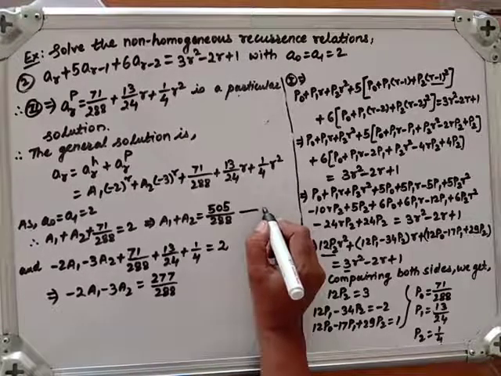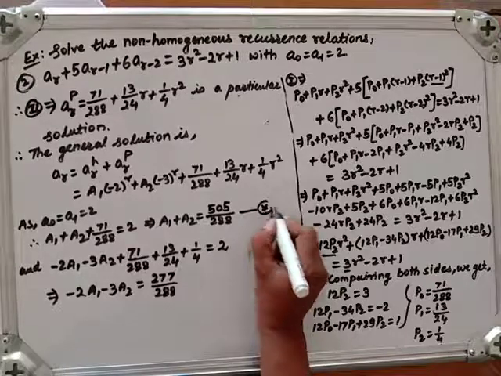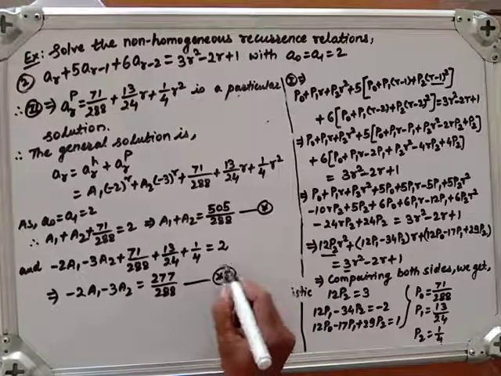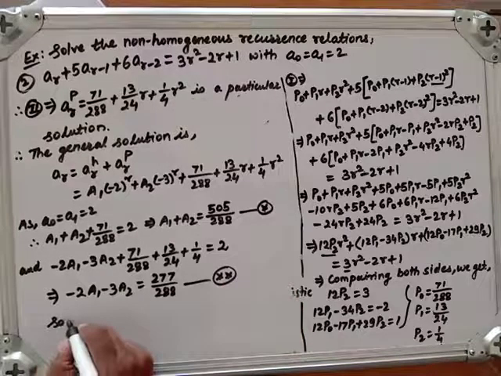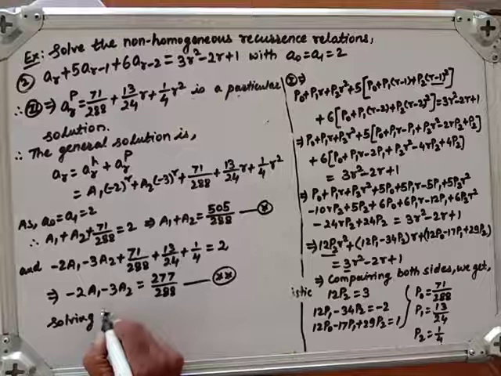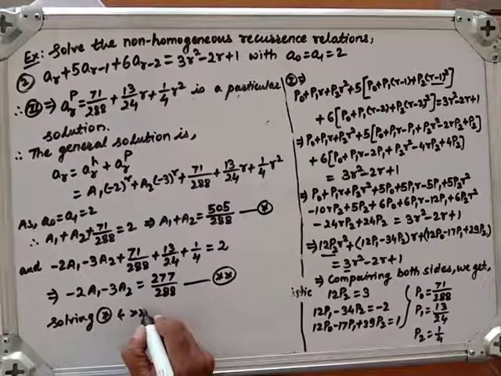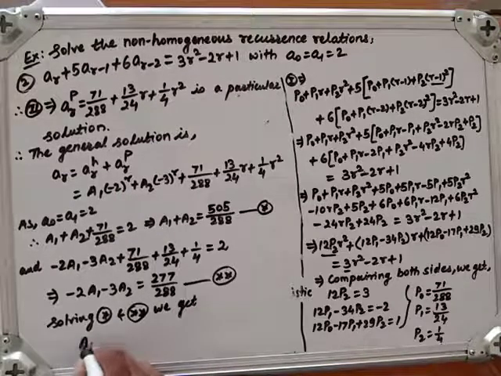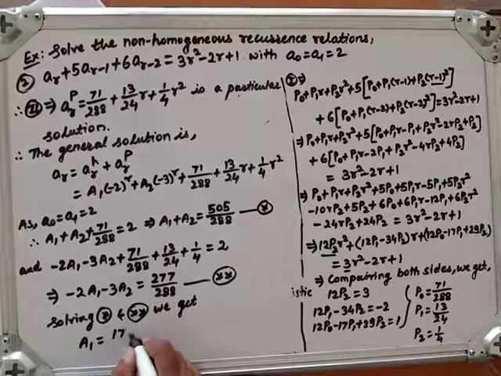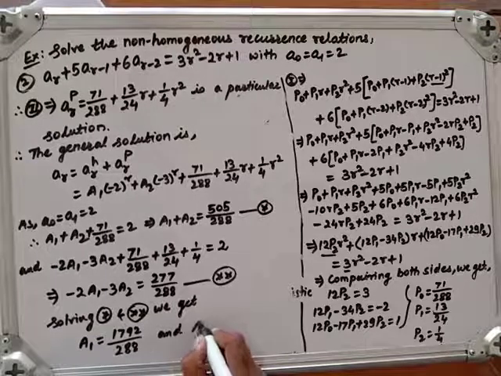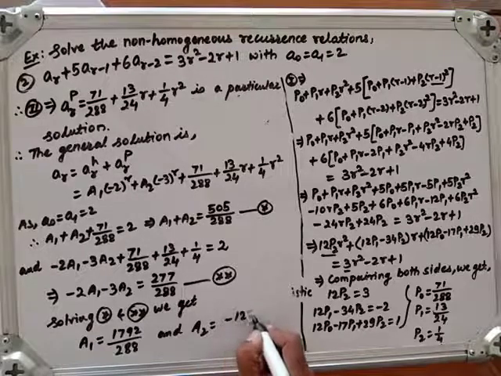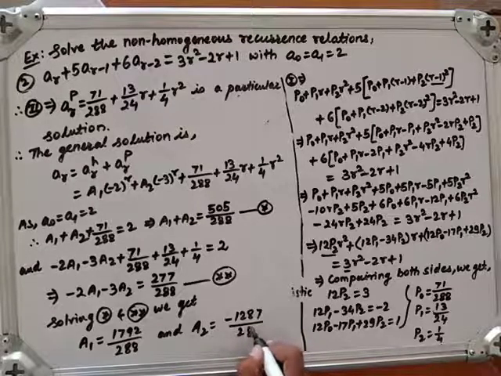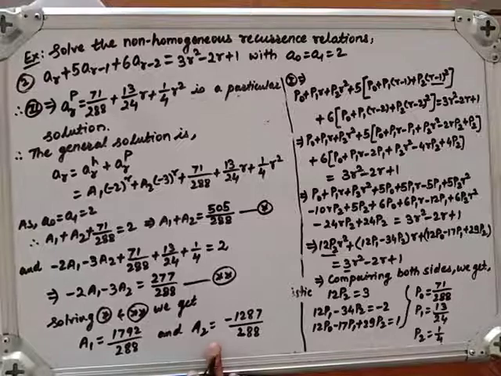Now this equation and this, solving these two simultaneously, solving star and double star, we get A1 equal to 1792 upon 288, and A2 equal to minus 1287 upon 288. Now simply substitute these here, that will be our required solution.